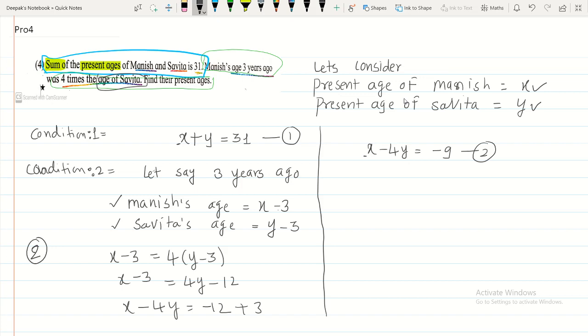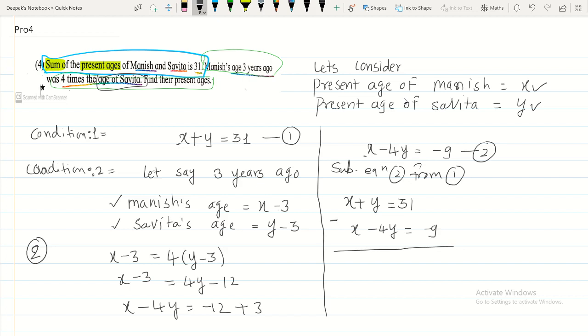If the coefficients of a variable in the simultaneous equations are equal, then what we used to do is subtract. So subtract equation 2 from equation 1. I am writing equation 1 first: x plus y equals 31, and the second equation is x minus 4y equals minus 9.